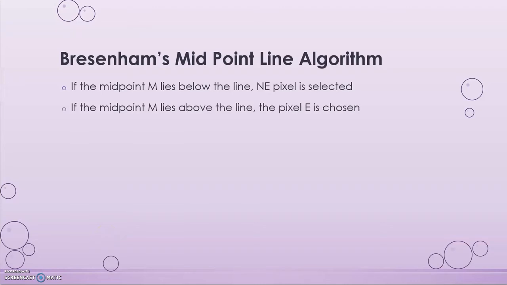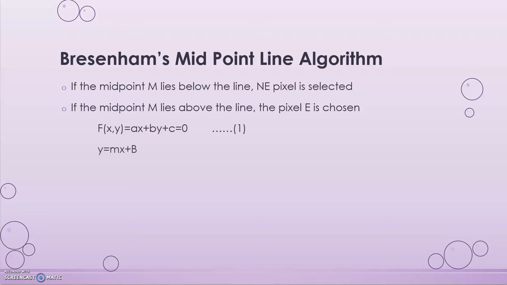Now, if the midpoint M lies above the line, the pixel E is chosen. If the midpoint is below the line, the northeast pixel is chosen. Above the line, the east pixel is chosen. Now, let's represent the line by the function f(x, y) = ax + by + c = 0, which is marked as equation 1.